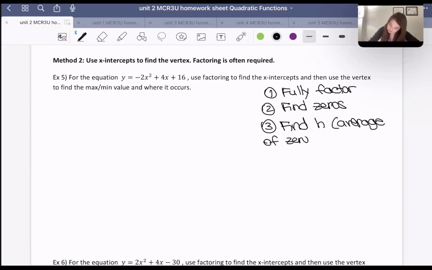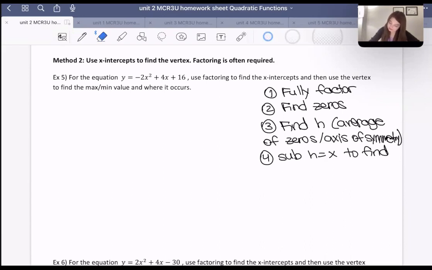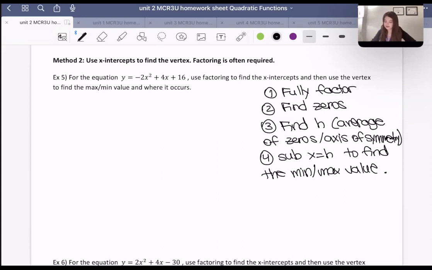And there's only ever two zeros, or 1 zero technically is possible too. So this is also the average of zeros and axis of symmetry. And then number four is to sub in X equals H to find the min or max value, right? To find that K value. Okay, so that's the goal here, right?